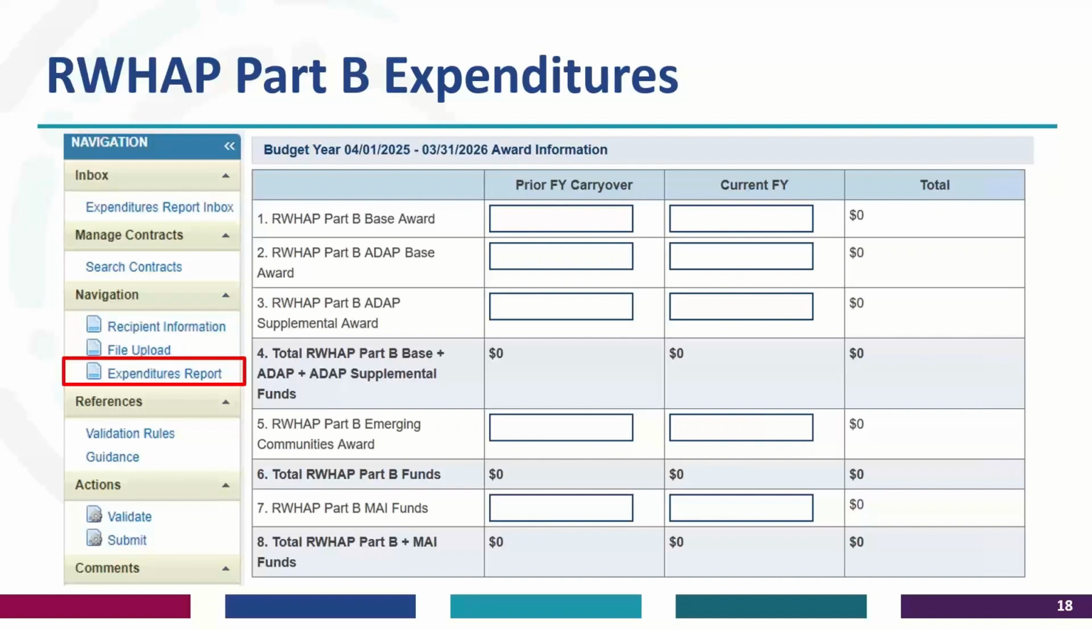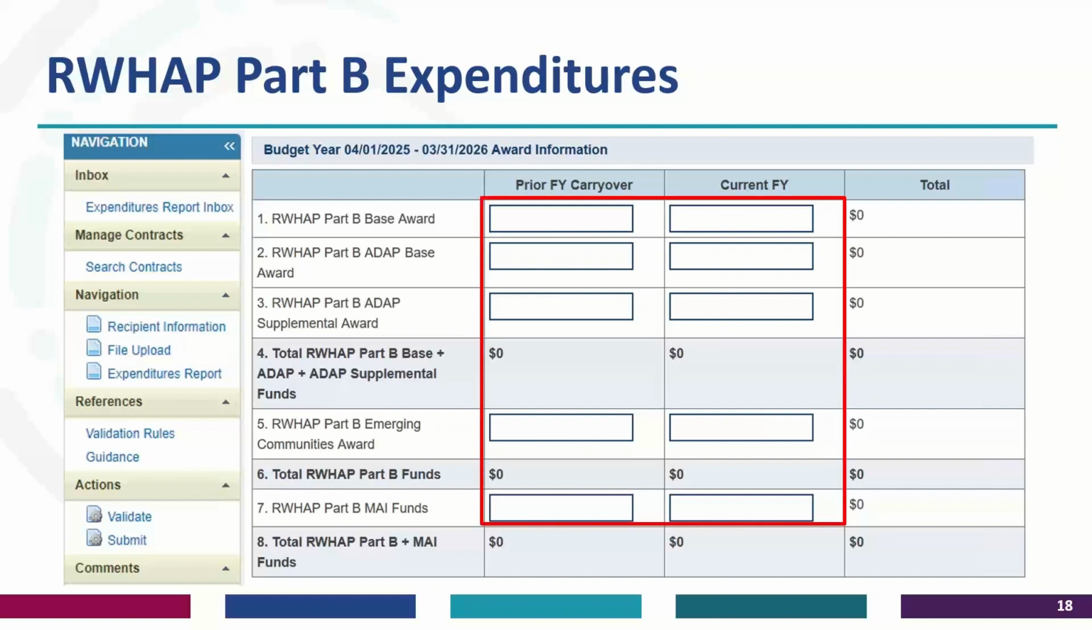The Part B expenditures report includes 4 components. You will begin with the award information shown here, where you will enter the amount expended toward each award category listed in the table. Each column represents a different funding source, which are the prior year carryover and the total award amount. I also want to point out that the non-editable fields included in the award information are automatically calculated once you have saved the expenditures report section.